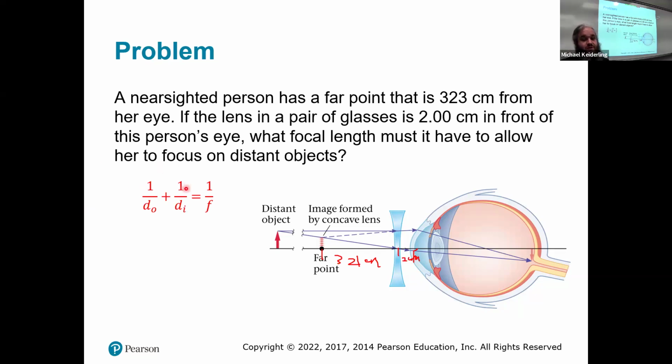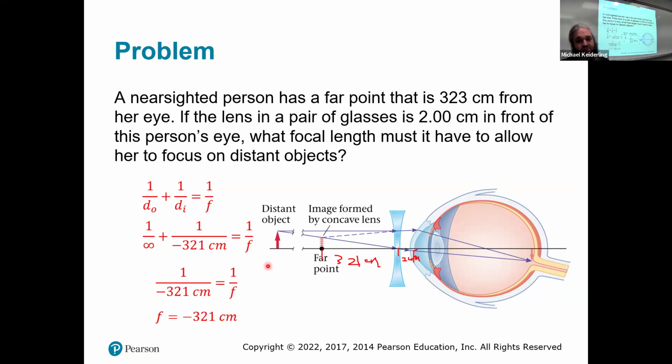So 1 over DO plus 1 over DI equals 1 over the focal length. Here, DI is going to be negative 321 centimeters because you're 2 centimeters in front of your eye. And you want to create an image at the far point, so negative, and DO is infinity. So 1 over infinity plus 1 over minus 321 centimeters is 1 over the focal length. So the focal length is negative 321 centimeters. Basically, you want the focal length of your corrective lenses to be at your far point.